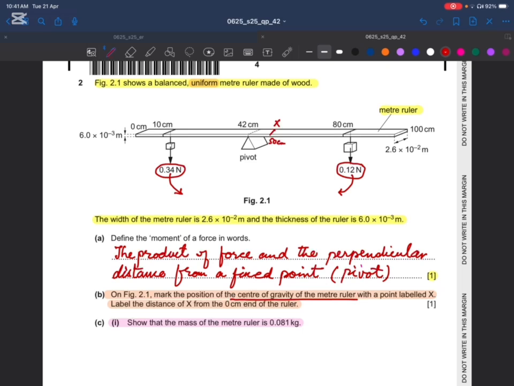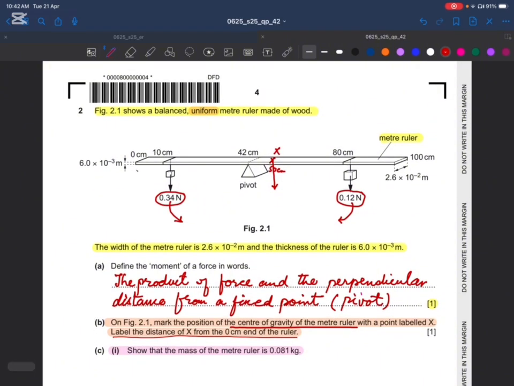Here you must remember one more thing: as far as the weight of the ruler is concerned, it is also not at the pivot, but it has a distance from the pivot. So what you have to do here is mark this one, and obviously this weight is also acting downward. Before this, actually we have to label the distance of X from the 0 centimeter end of the ruler as well. So actually we have to mark a distance here as well. This is part of this question.